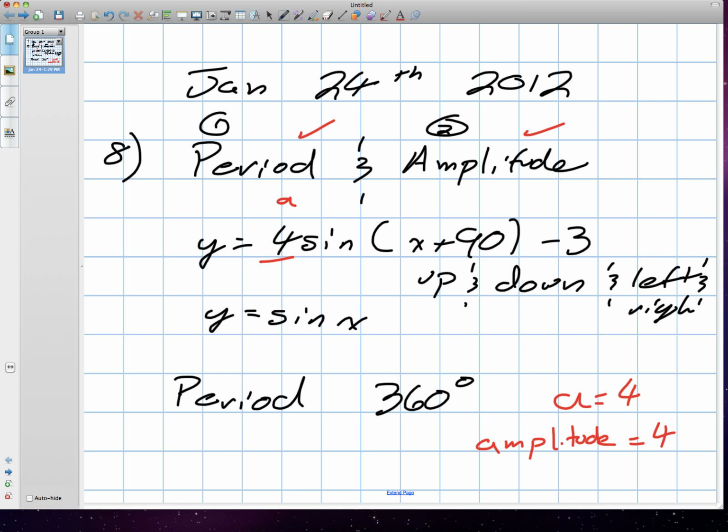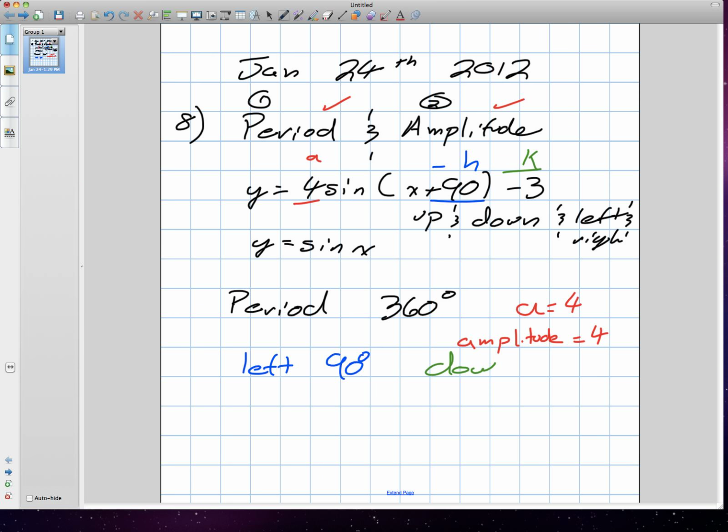If you remember, this is our H. Going left 90 degrees, and going down 3, and then you're stretching it. So what was our H in this one? 90. Which way am I moving? Left. Yes, that's right. Because it's positive 90, we're moving in a negative direction, 90 degrees. And our K, so we go down 3 units. So those are the answers for question number 8.